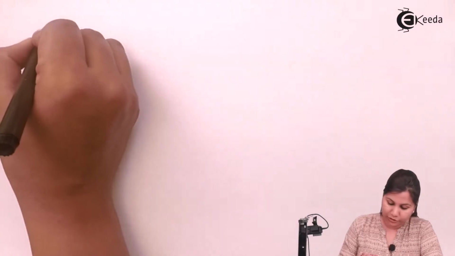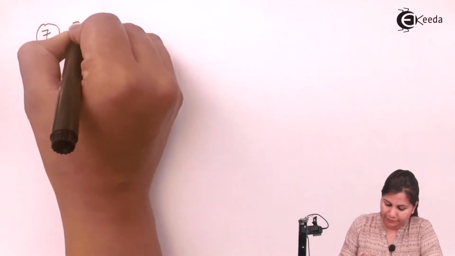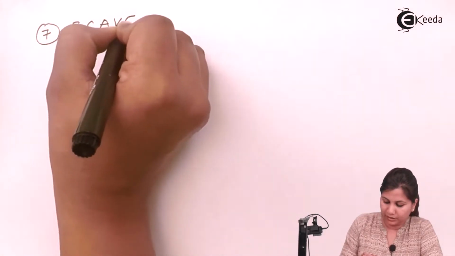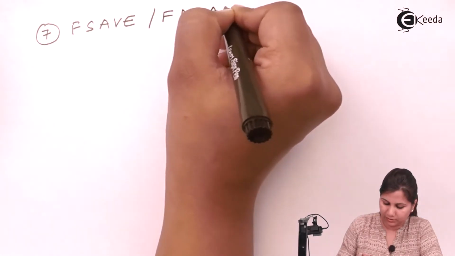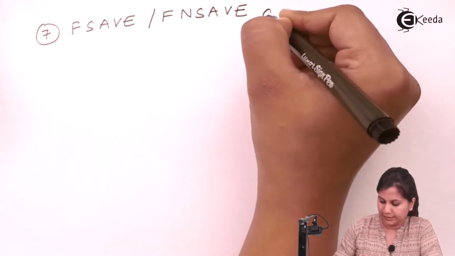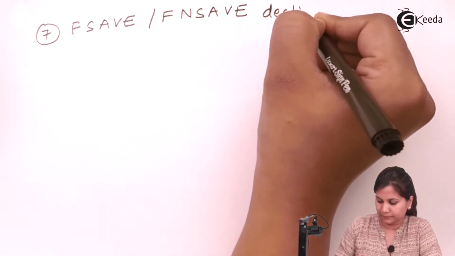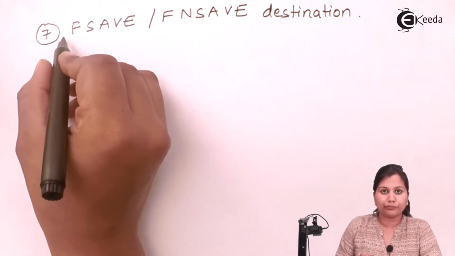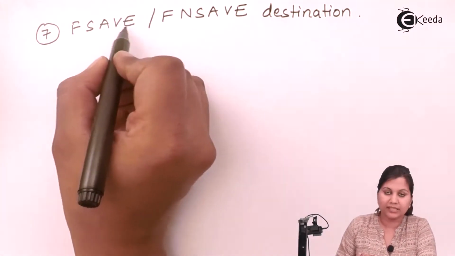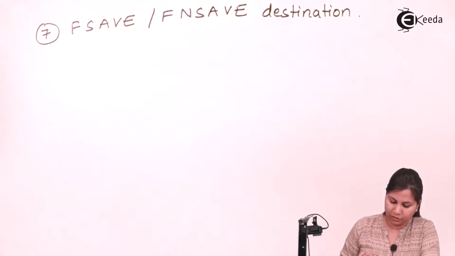Now the next instruction is FSAVE or FNSAVE destination. F is again for floating point and SAV, that is save, is there.